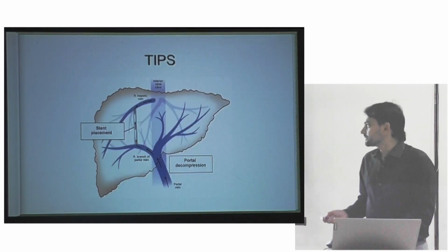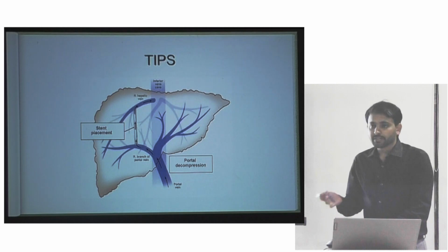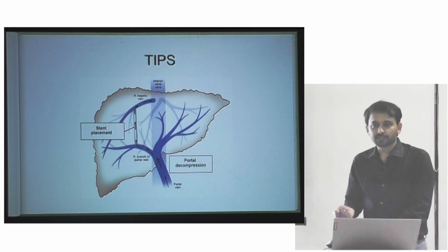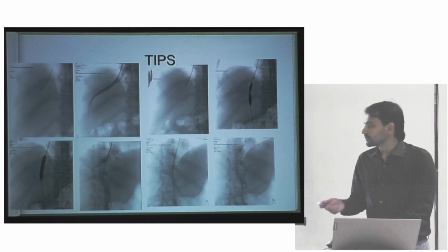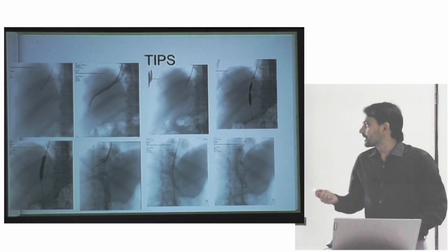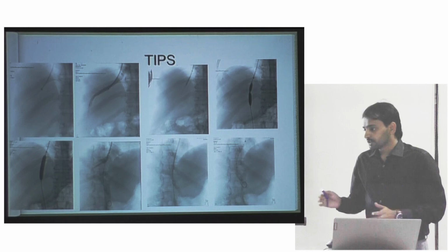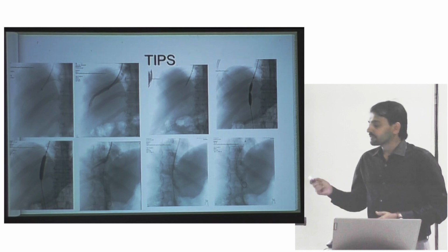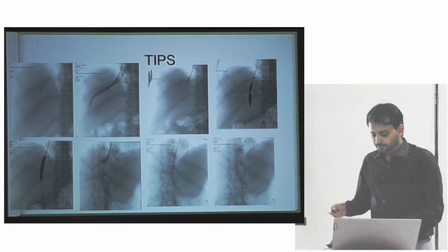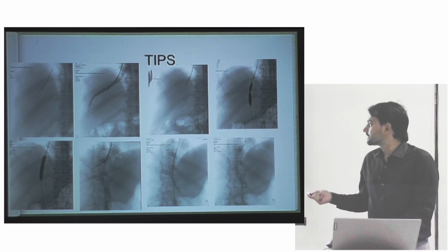And portal hypertension. TIPS is one of the major interventions for portal hypertension to reduce the portal vein pressure gradient. For TIPS we approach from the IVC, and to reduce the portal vein pressure, we connect the portal vein to the systemic circulation so that the pressure will be reduced. I am not going to go into detail on TIPS.